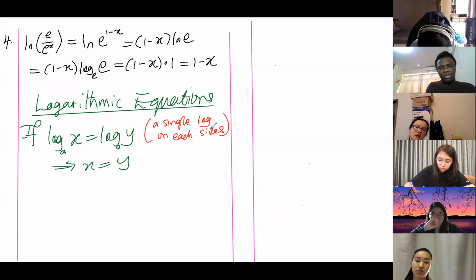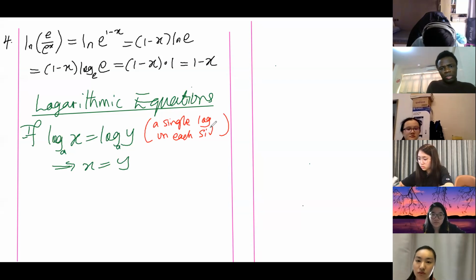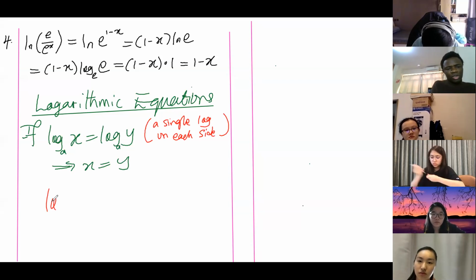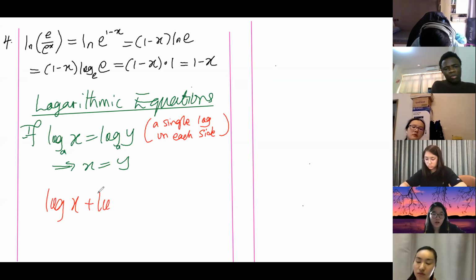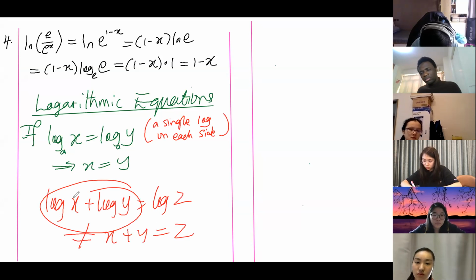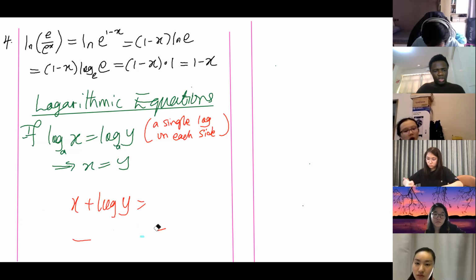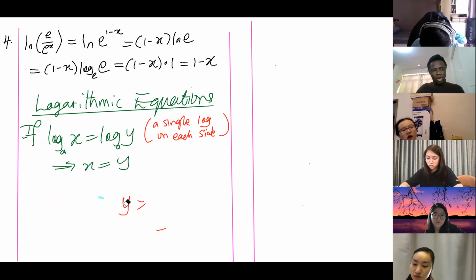Okay, you must have a single log on each side before you can think of that. So please take note. What I'm saying is, if you have log x plus log y equals log z, it is wrong to say x plus y is equal to z. This is not a single log. So that is one way to see a logarithmic equation, if you have log on both sides.